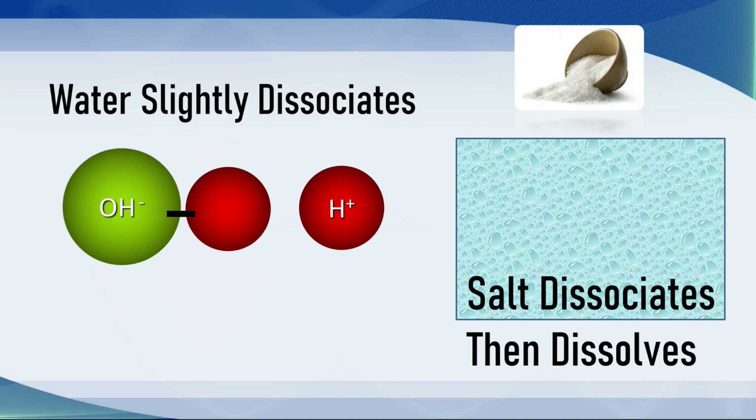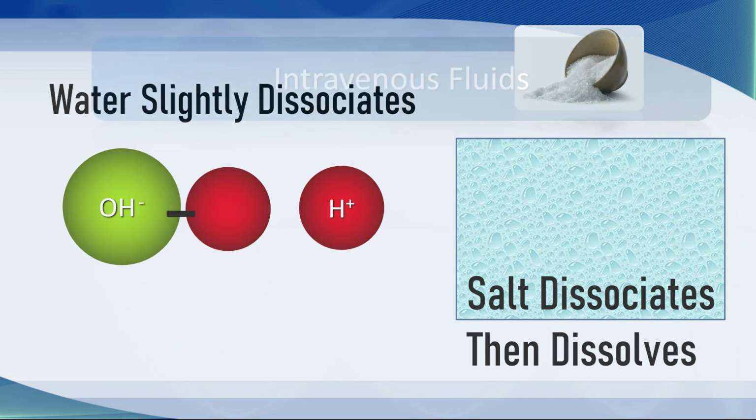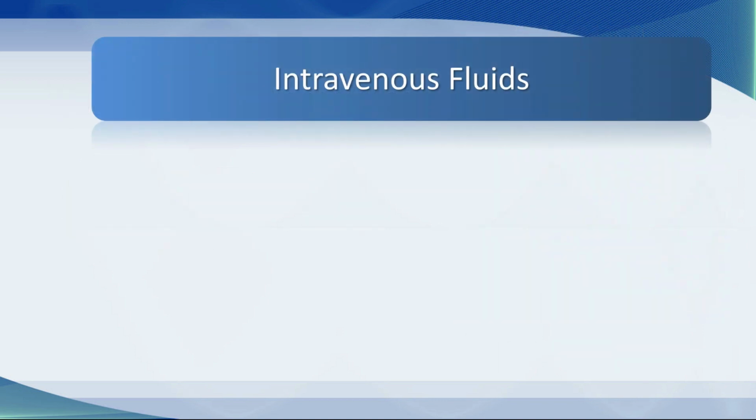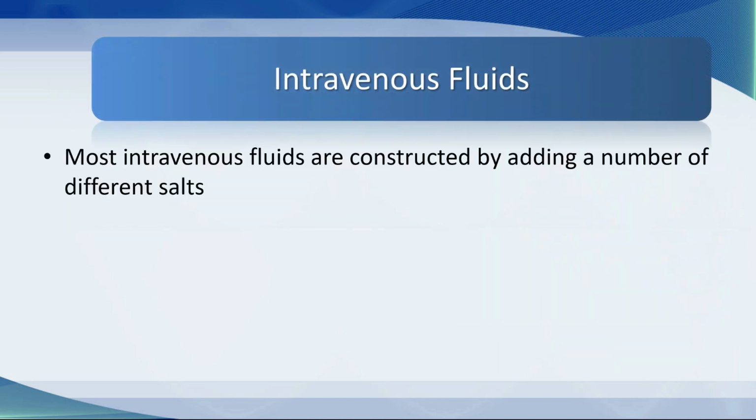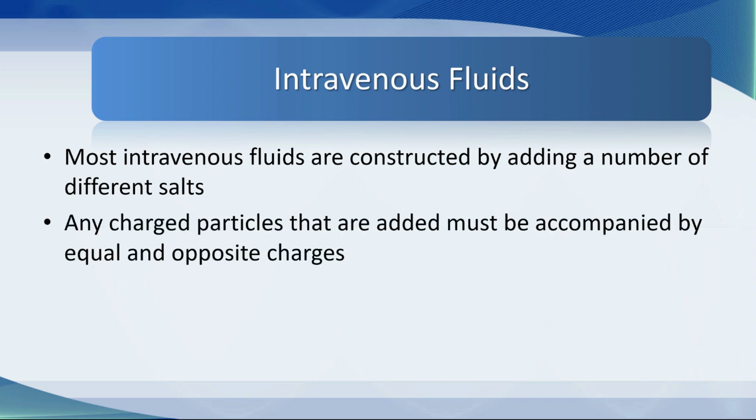Now they don't float freely in solution. The hydrogen ion binds to a big globule of water and hydroxyl does the same. And we will revisit this when we talk about acid-base chemistry. And all of this brings us to intravenous fluids. Most intravenous fluids are constructed by adding a number of different salts.